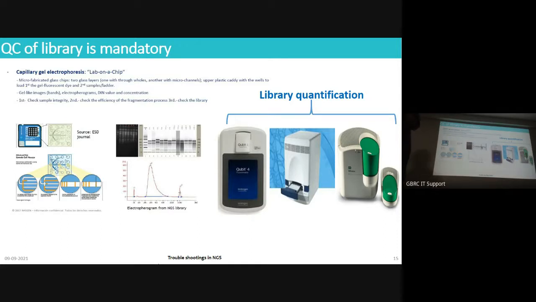Okay, because if you take your library concentrations wrong, then your entire reaction at the end will not give you the desired results. It will fail. Very, very critical. So typically in GBRC, this is the step where we give most of our focus. What is the library concentration?